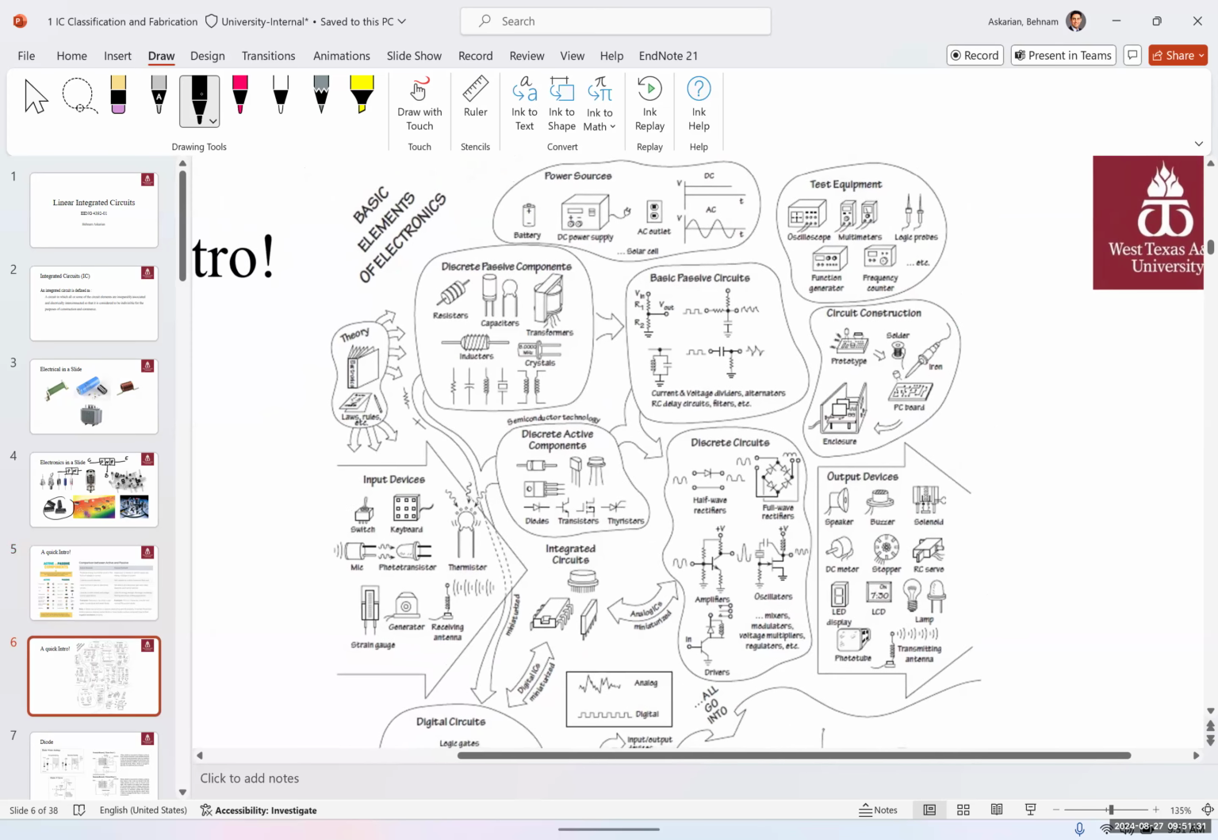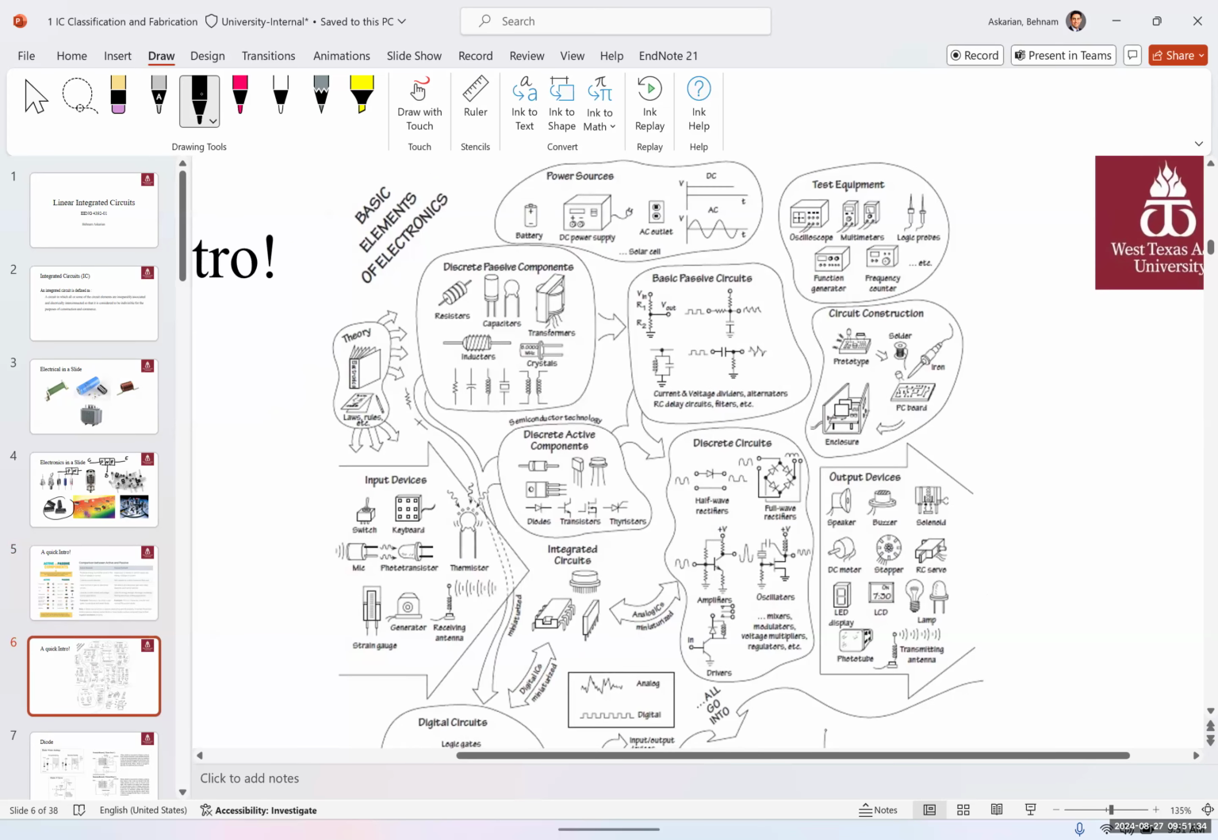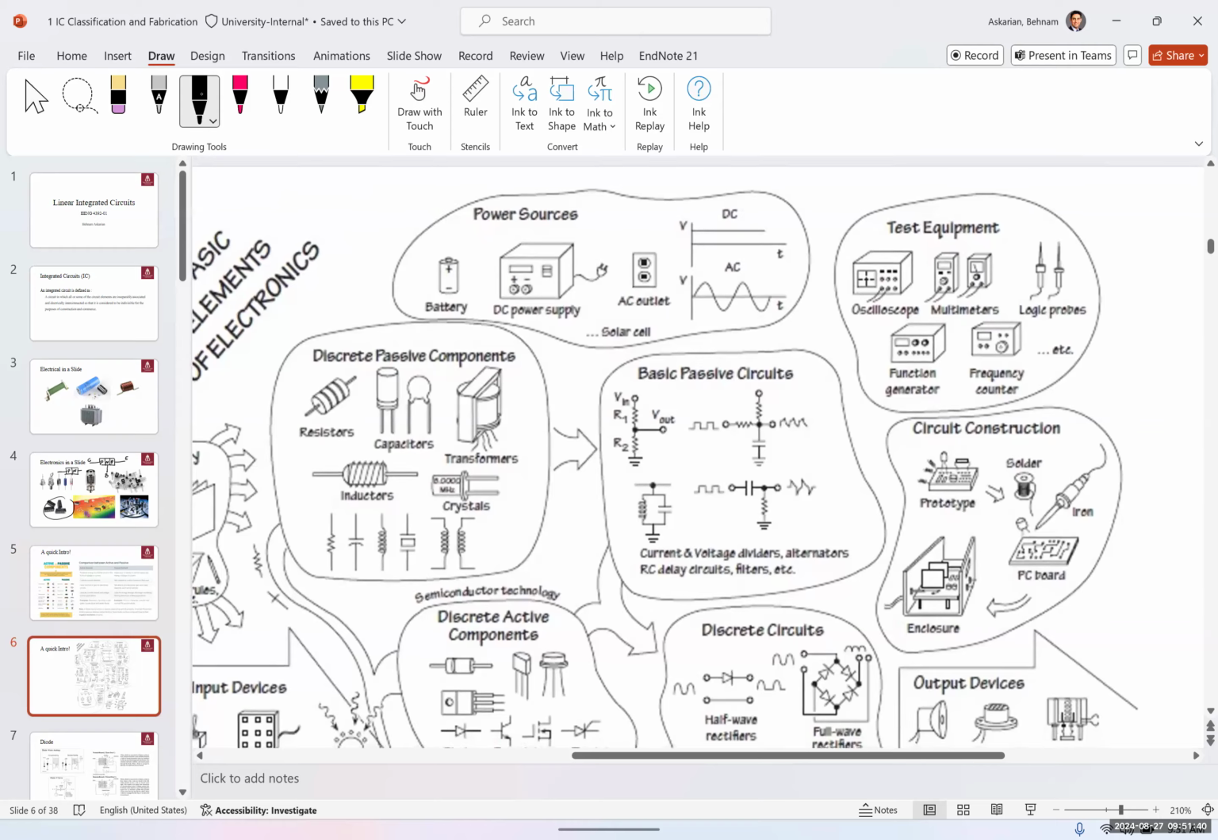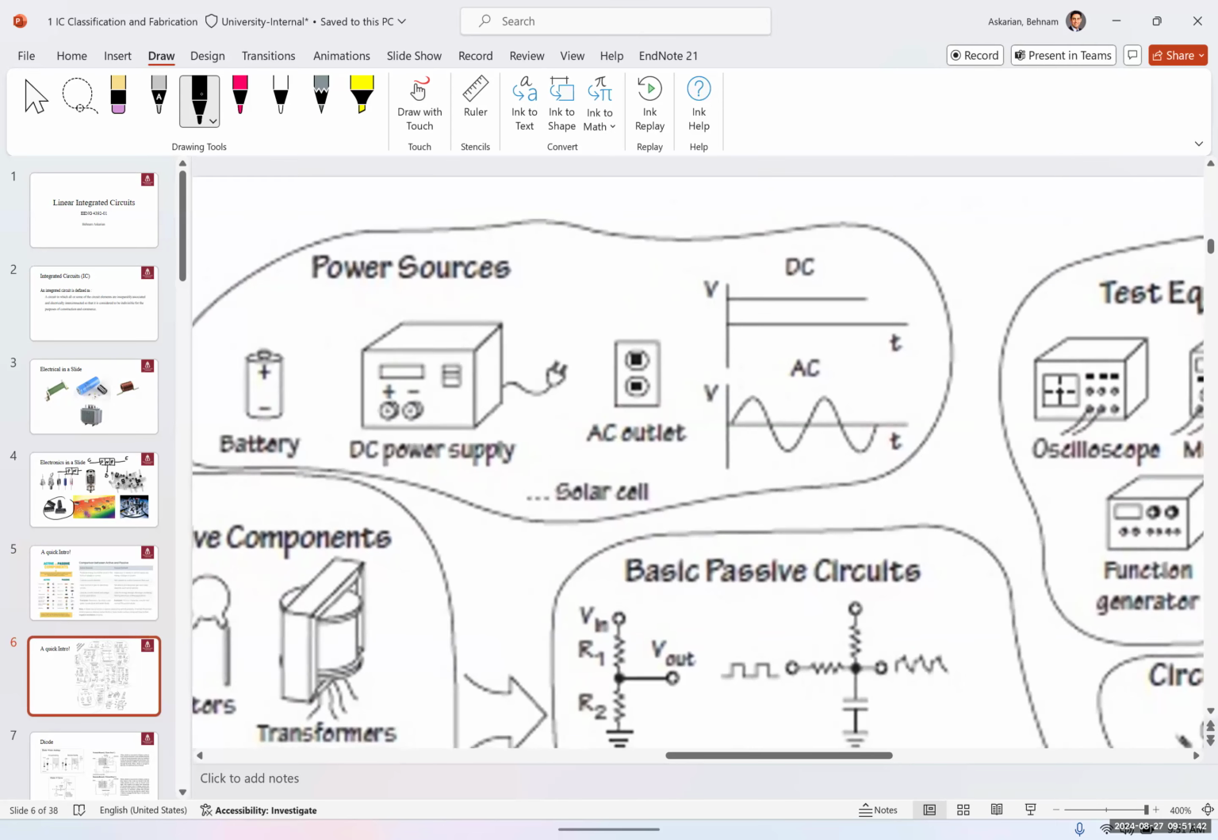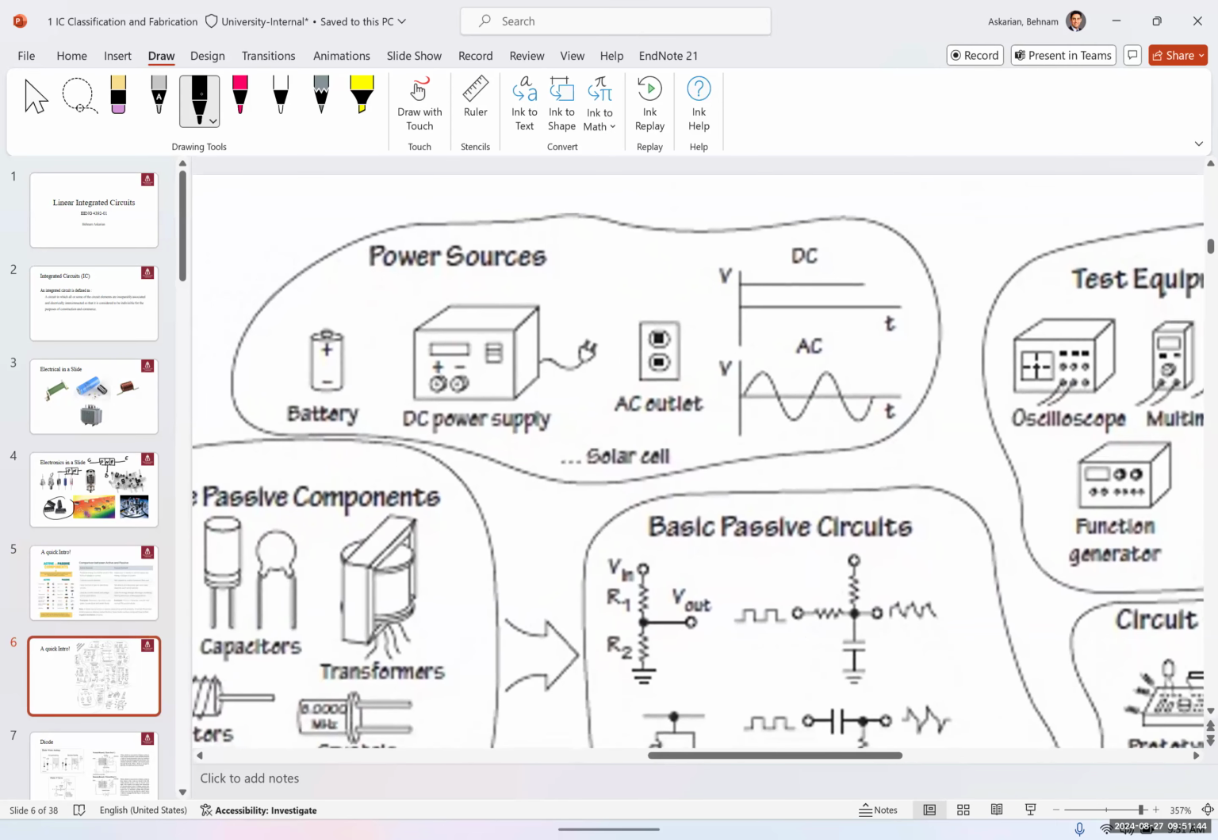Basics of elements of electronics. We have different components in electronic systems. From power source, we have DC power sources and AC power sources, or direct and alternating current. A battery is a DC power source. A generator, like a power plant generator, is a source of AC.